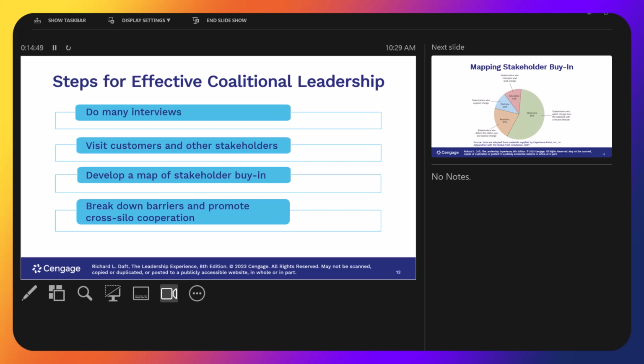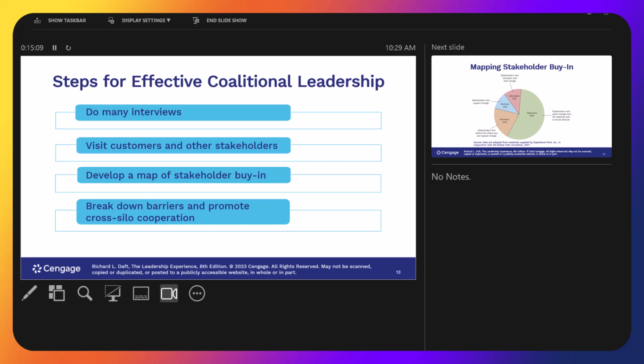Steps for effective coalition leadership. Do many interviews. When you're looking at coalition, one of the things is you've got to get the right type of people. Do many interviews so you can get the right type of people. You can be a coalition leader, but if you're bringing somebody in who does not play fair in the sandbox and doesn't believe in working in the coalition, that's a problem.